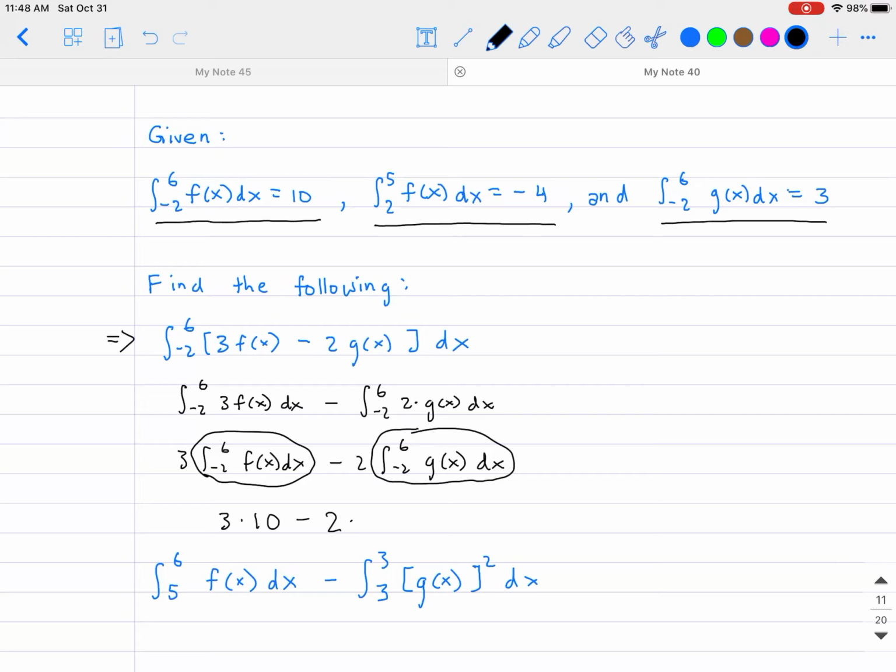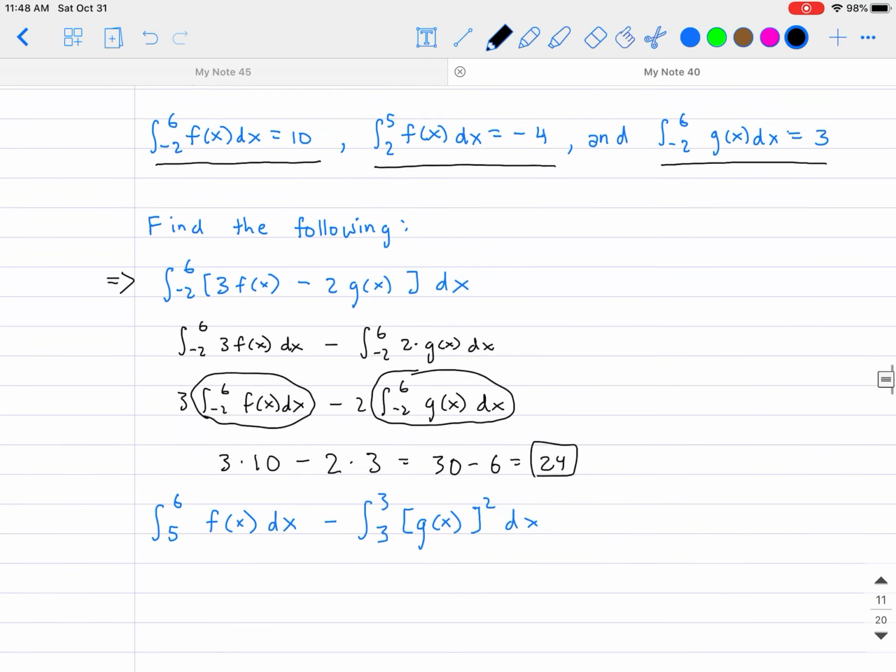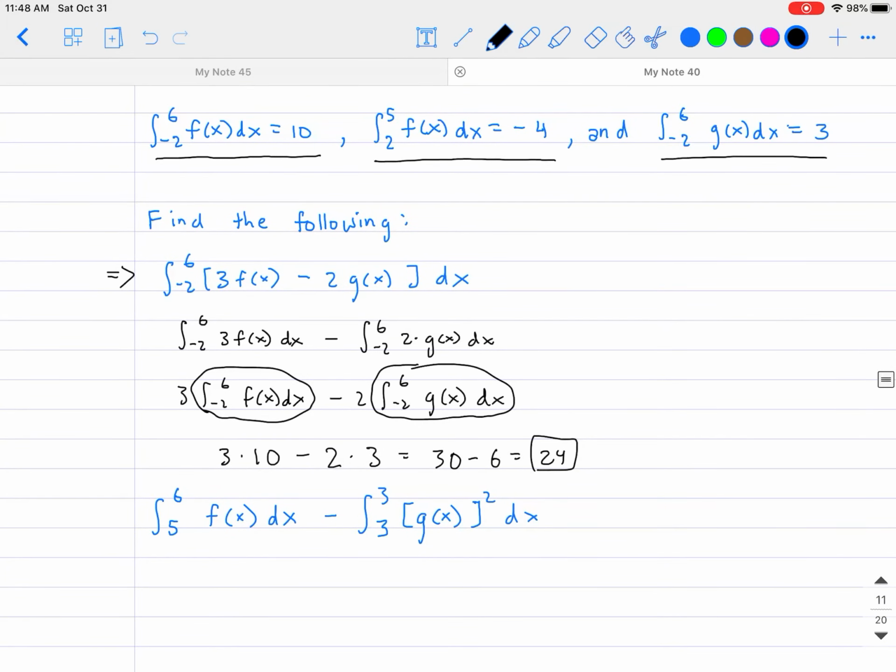All of these you should be able to solve for. The first part, we're given, is equal to 10. So 3 times 10, minus 2 multiplied by this other one, which we are given as 3. So my final answer is 30 minus 6, which is equal to 24.